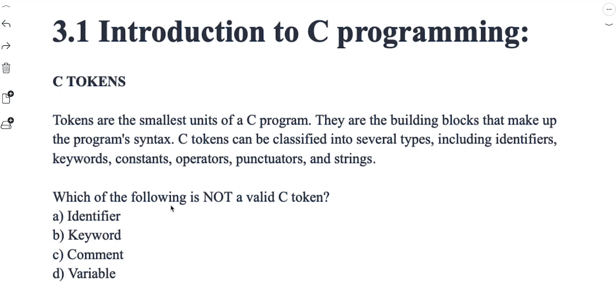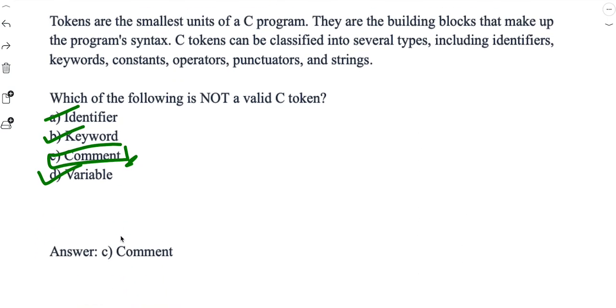Okay, so what is a token? Tokens are identifiers, keywords, variables, all of this comes under token. You can see identifier, it is a token. Similarly, keywords, it is a token. Variable, it is a token. Comment is not a token. So C is the correct answer.